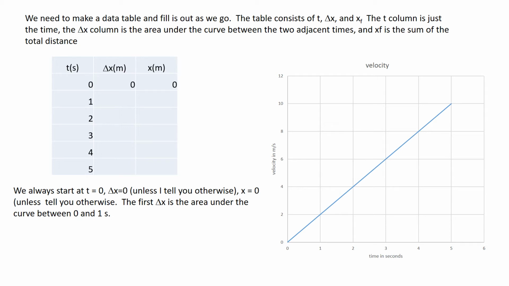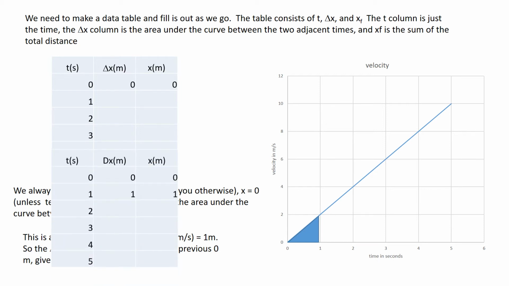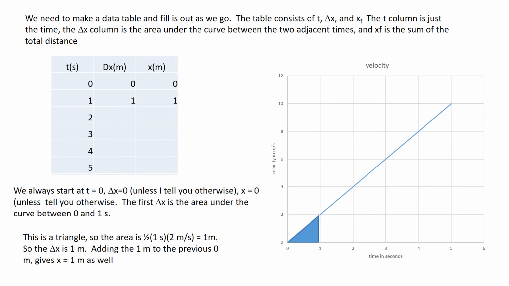The first delta x will be the area under the curve between 0 and 1 second. That's that blue triangle that just floated in. You know how to find the area of a triangle. It's 1/2 the base, which is 1 second, times the height, which is 2 meters per second. Multiplying that all out is 1 meter. So the delta x for the 1 second interval is going to be 1 meter. We would add 1 meter to the previous 0 to give 1 meter as well. This is what our new chart would look like. After 1 second, my object has moved 1 additional meter, which means it's going to be finally at the x equals 1 meter position.